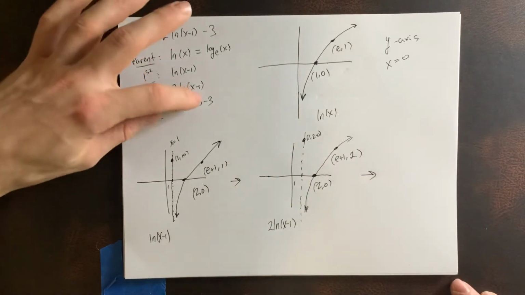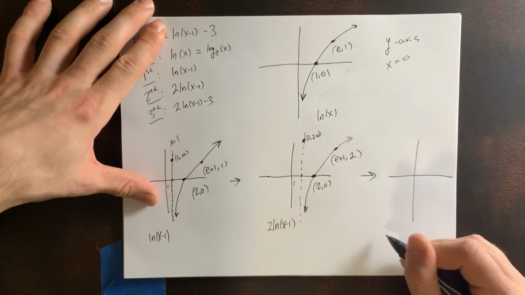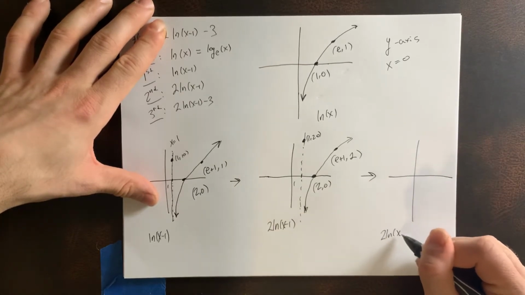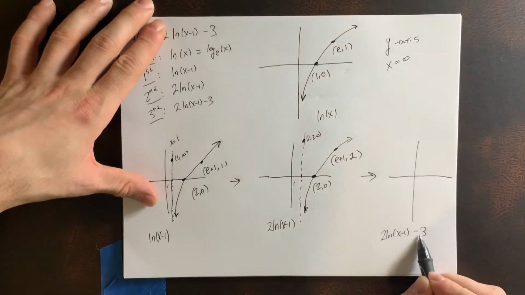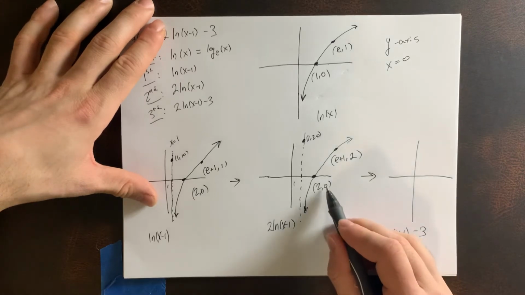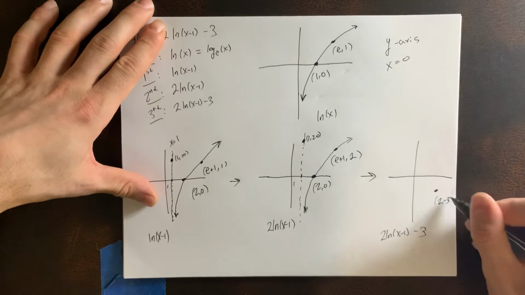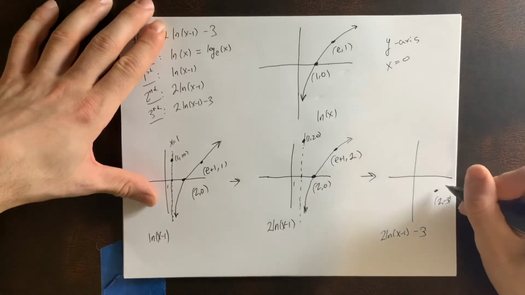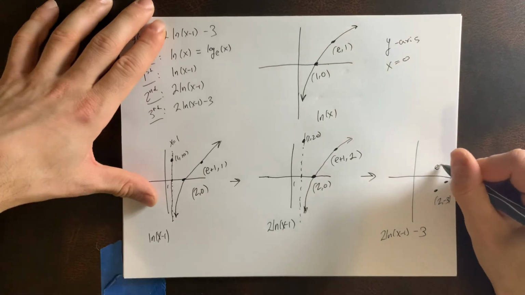Okay, now the last one is minus 3. Minus 3 is on the outside of the x, so we're going to take all of our y values and subtract 3 from them. Here's a y value of 0, that's going to move down here now, 2 minus 3. Here's a y value of 2, but now that's going to be right here, e plus 1 minus 1.